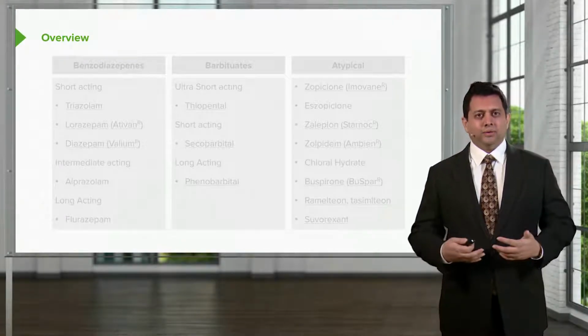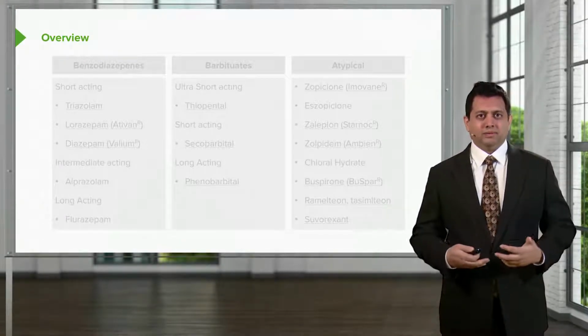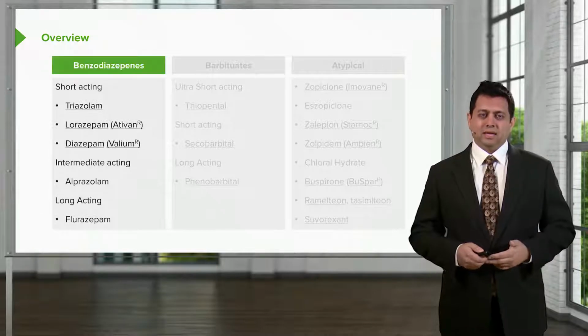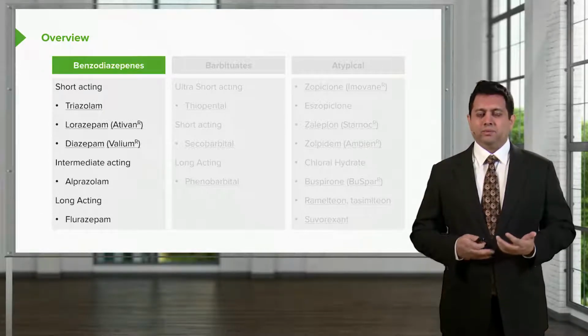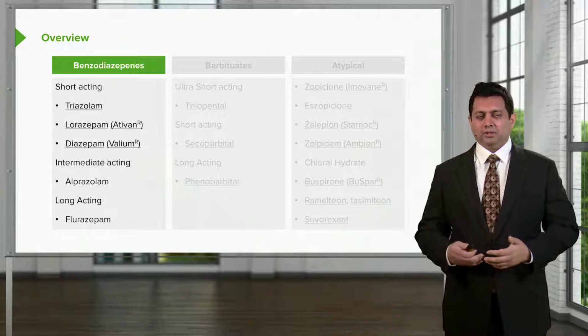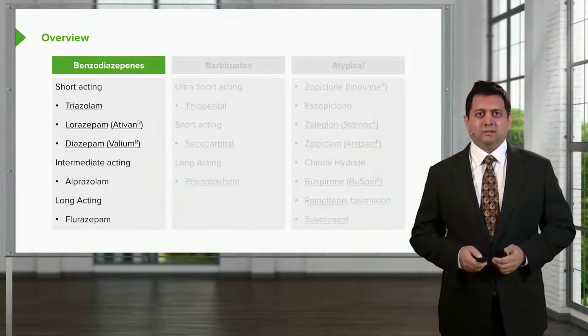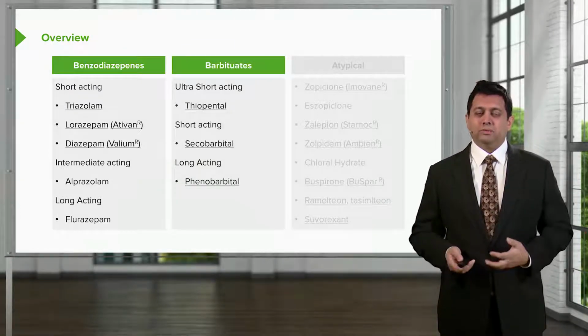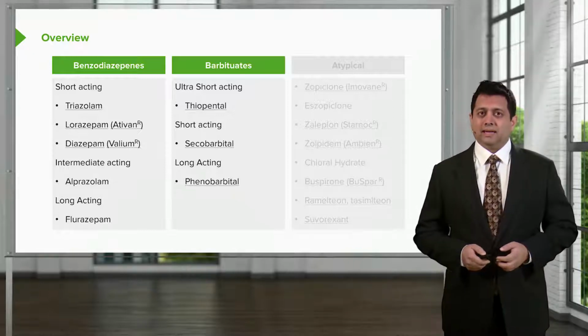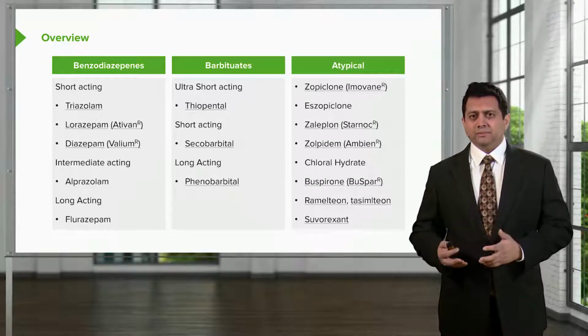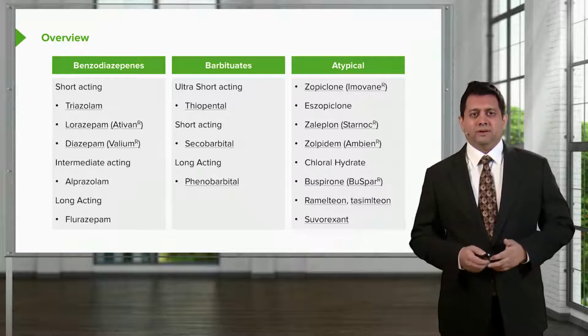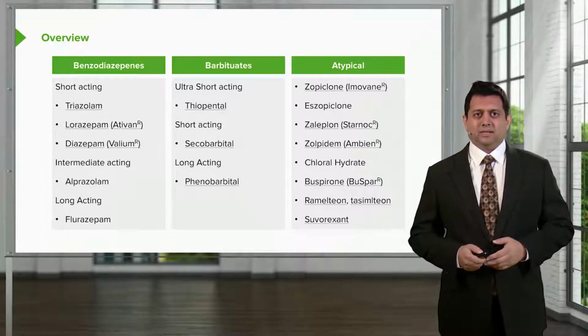Here is an overview of the medications that we're going to be covering in this section of the lectures. We have benzodiazepines, which are probably the most commonly used of the sedative drugs out there. We also have barbiturates, which are more commonly used in anesthesia, and we have atypical drugs that can be used in various forms and in various clinical scenarios.